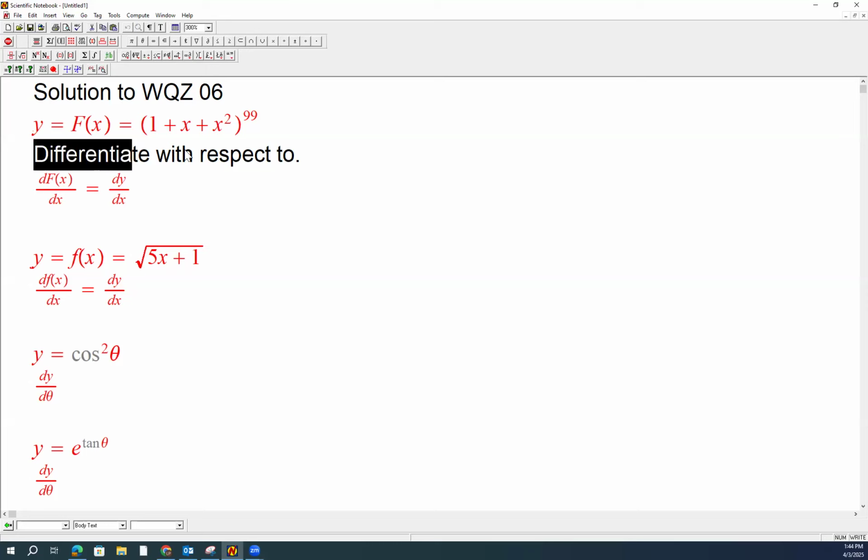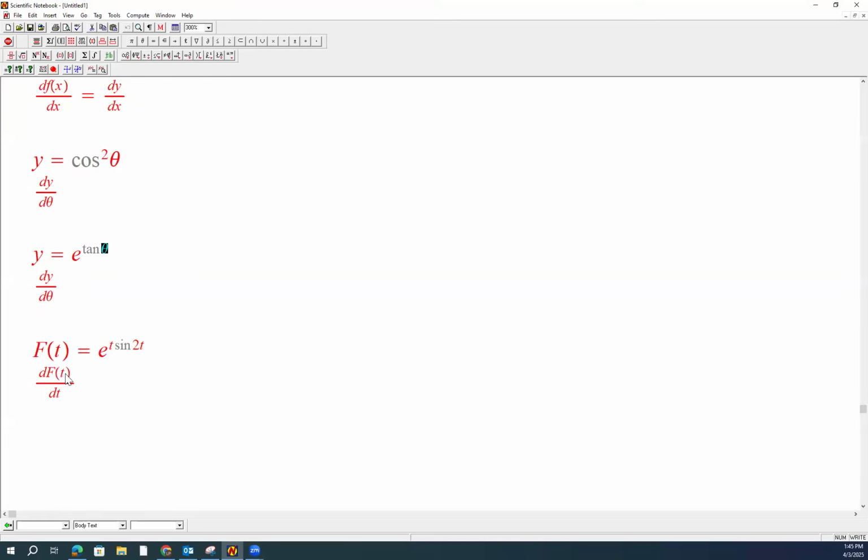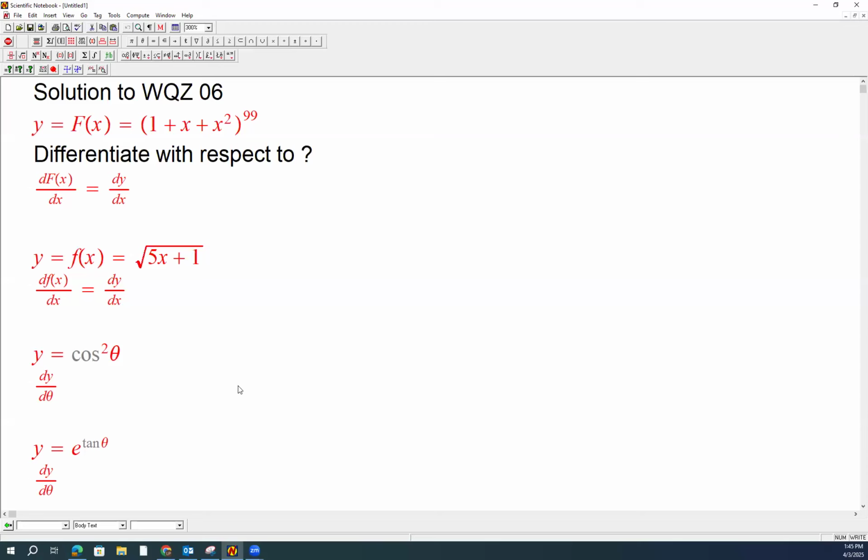We need to pay attention to what we're differentiating with respect to. In the first question it is with respect to x. The second question, with respect to x. The third question, with respect to theta. The fourth one is with respect to theta. The last one is with respect to t. And if you look at the homework questions, they do have different variables with different names. It's to let us practice and get familiar, so we don't get stuck with only one variable all the time.